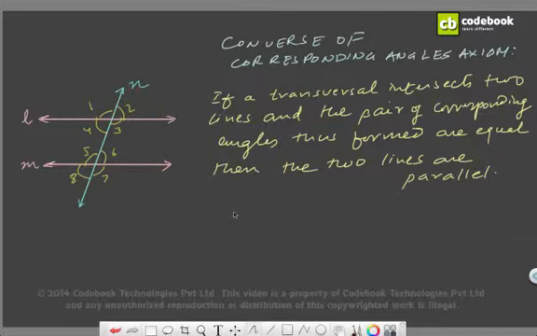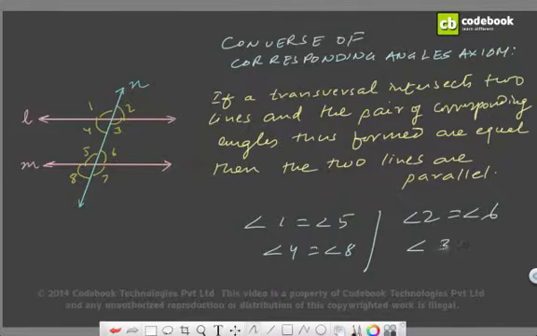What this axiom states is, if a line N, which is a transversal, is intersecting two lines L and M, and if angle 1 is equal to angle 5, angle 4 is equal to angle 8, angle 2 is equal to angle 6, and angle 3 is equal to angle 7, then L is parallel to M.